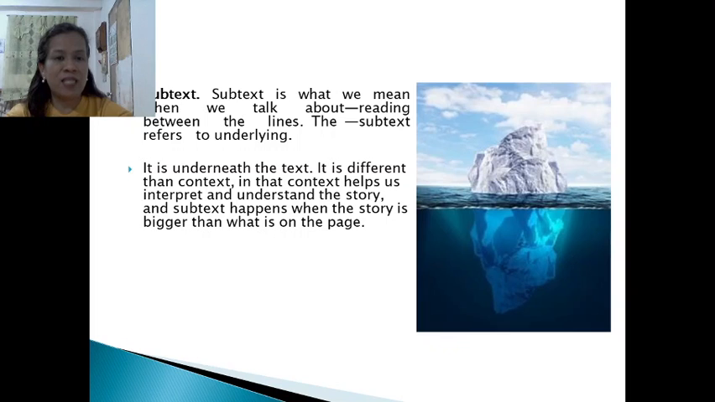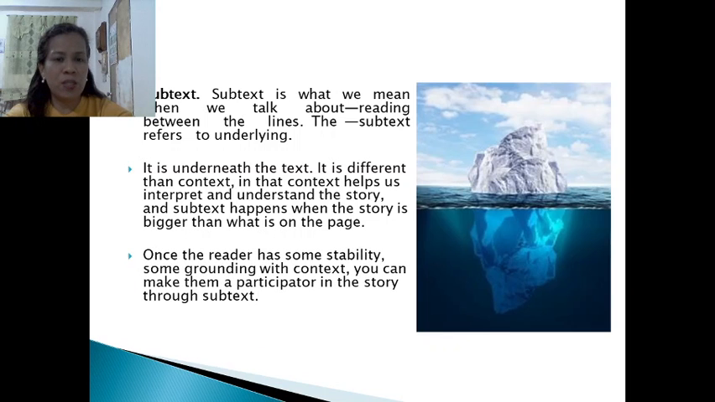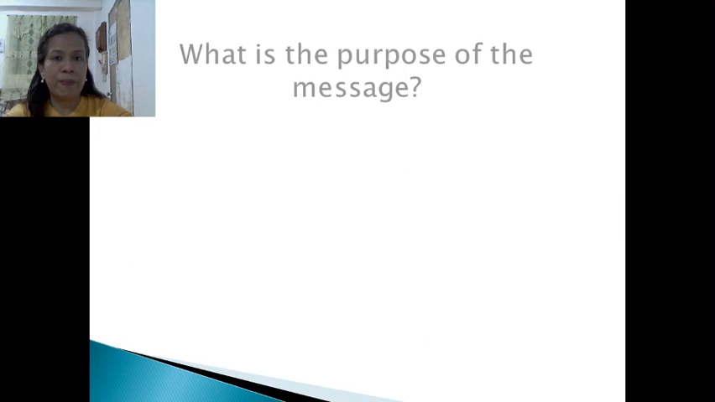It is different than context. In that, context helps us to interpret and understand the story. And subtext happens when the story is bigger than what is on the page. Once the reader has some stability, some grounding with the context, you can make them a participator in the story through the subtext.